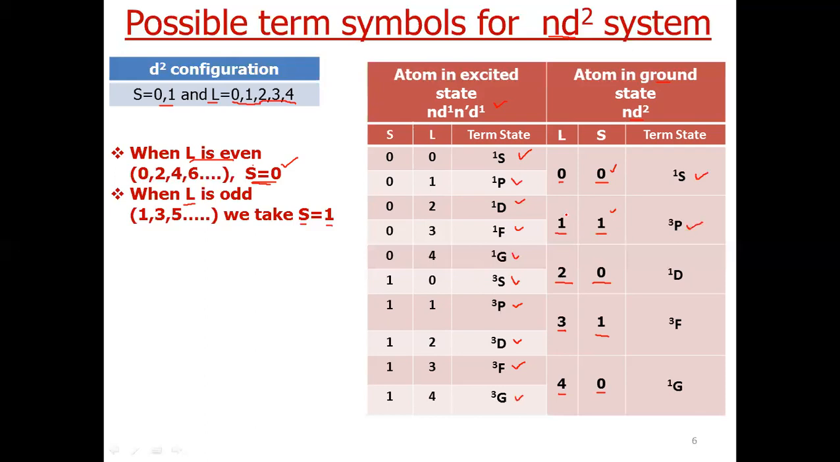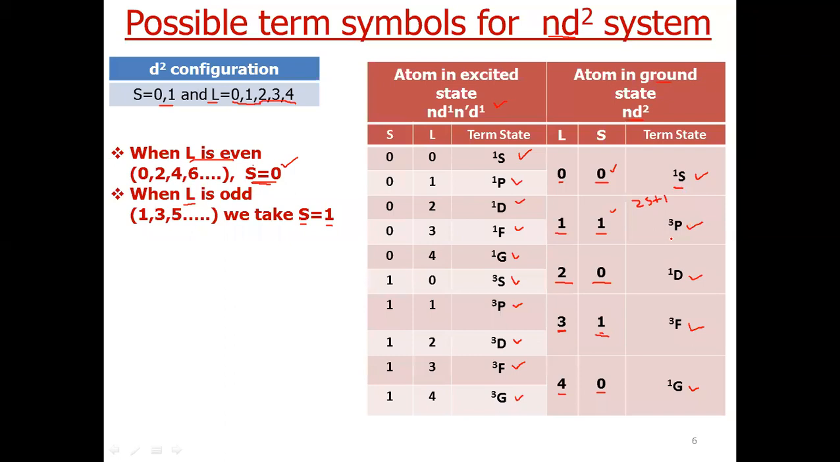How? Because for L equal to 1, the symbol is capital P, and S equal to 1 leads to a spin multiplicity, which is given by 2S plus 1, equal to 2 into 1 plus 1, which is 3. For the combination L2 S0, we have the 1D state. For the configuration L3 S1, we have the 3F state. For L4 S0, we have the 1G state.